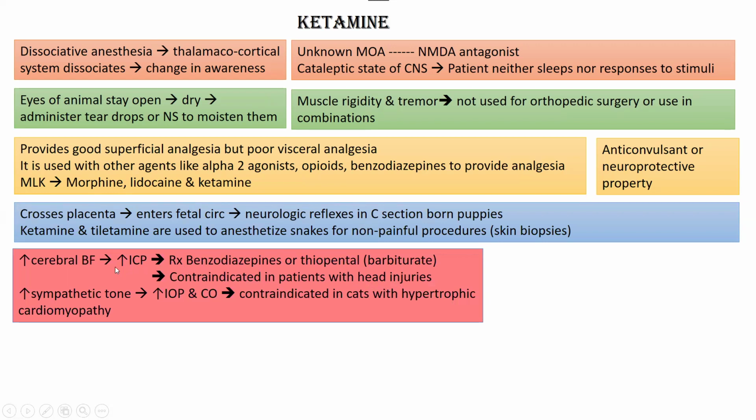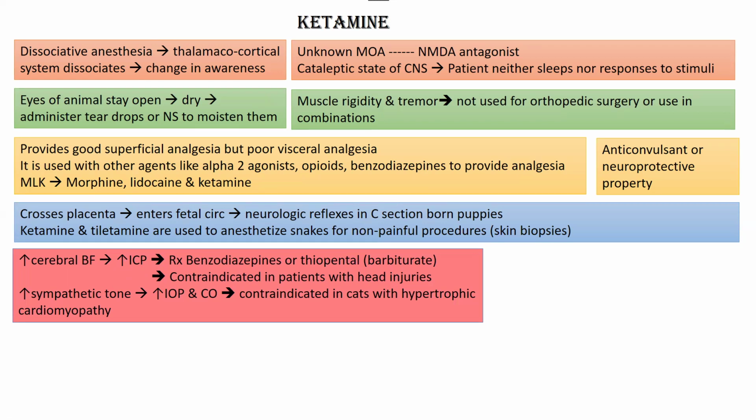And the other thing is, if you have injected ketamine and you see that intracranial pressure is increasing and it is causing some issues in the animal and you want to reverse it, you can control this condition by using benzodiazepines or barbiturates like thiopental. Because when we study benzodiazepines or barbiturates, we will see that they have the property of decreasing the intracranial pressure. So that is a good thing.